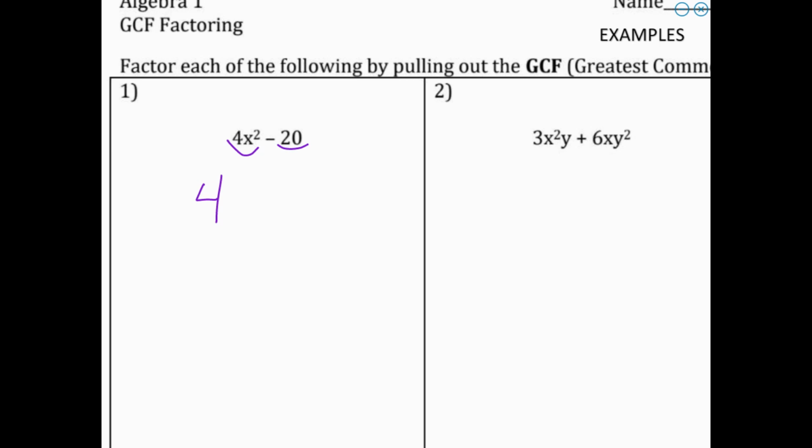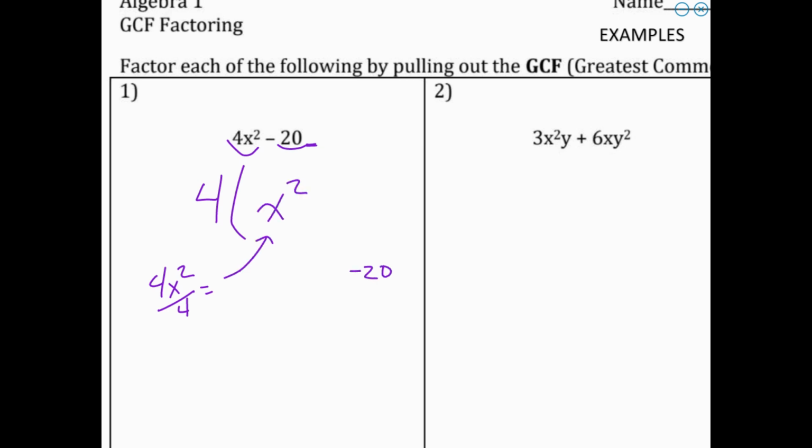Is there an x on the second term? No. There has to be that same letter on everything if we can pull it out. So we can only pull out the 4. So 4x squared divided by 4 leaves me what? Just x squared.